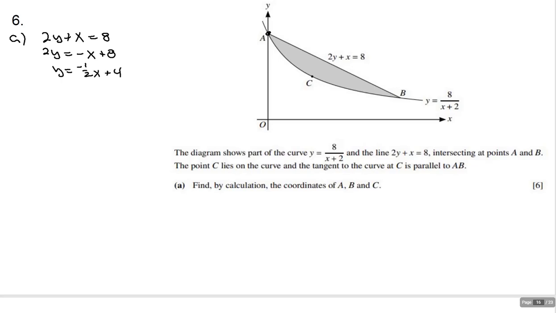A is going to be that point. This is going to be 0, 4. That's A. A is 0, 4. Okay? B. B is where this line and this curve meet. All right? So all we got to do is make them equal to each other. I've got this set up this way, so let's see here. Let's go ahead and write this. y equals 8 over x plus 2.